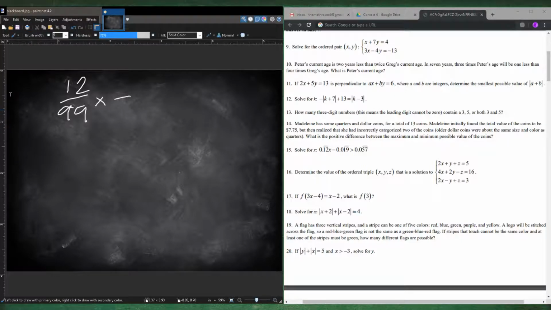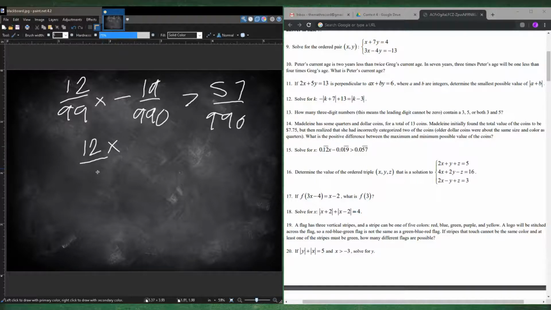Minus 19 over 990. I'm seeing that this is 19 repeating and there's 19 on top. So I'm guessing the 57 repeating is just 57 over 990. You could do the math on it too, but I think it's pretty safe to say it's right. So you have 12 divided by 99x. Add 19 over 990 to both sides. So that's 576 all over 990.